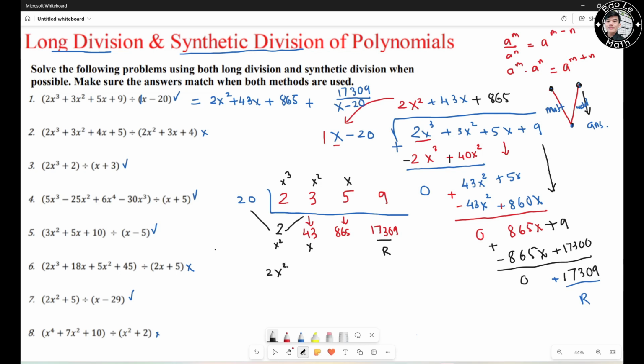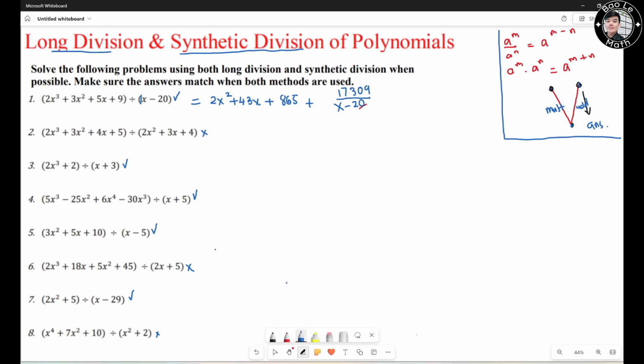So the answer must be 2s squared plus 43s plus 865 plus the remainder right here, 17,309 divided by this guy right here, divisor, s minus 20. Alright, question number 2, we only do long division because this is quadratic factor.